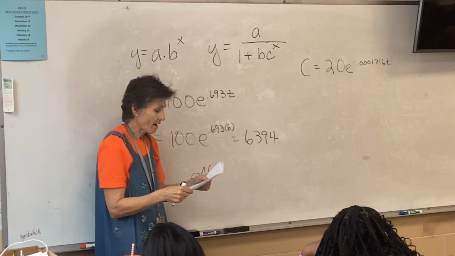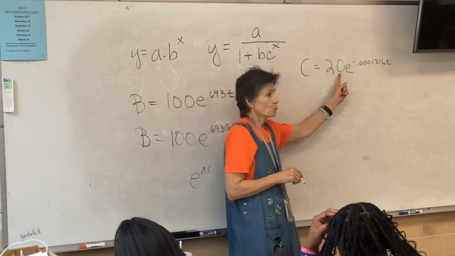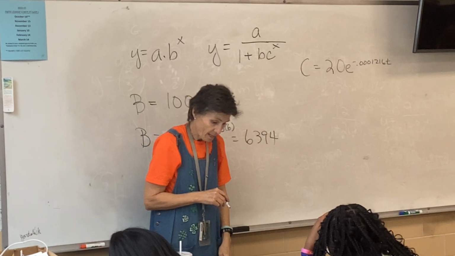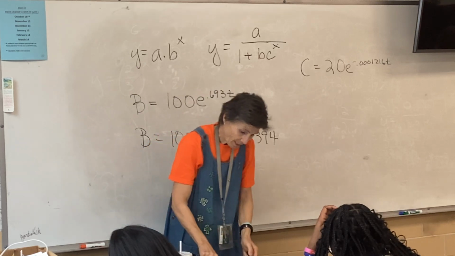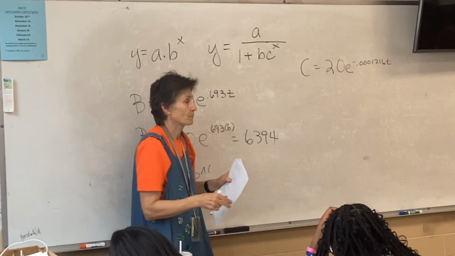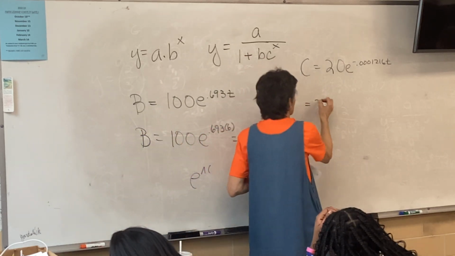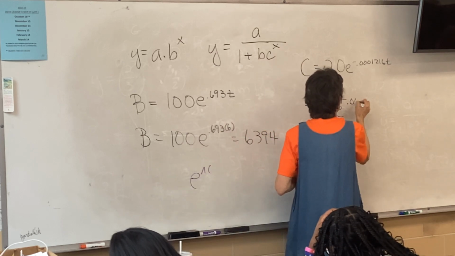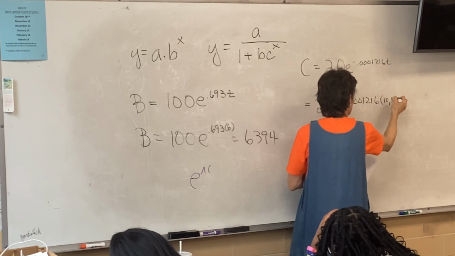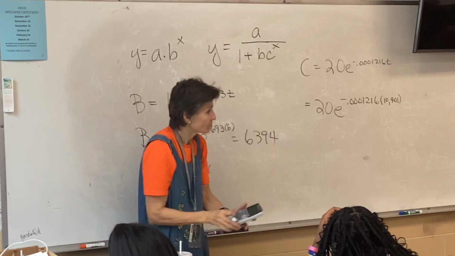How much did we have at the beginning of the problem? What was our initial amount? 20 grams, that's what we started with. How much is left after 10,400 years? So won't we just plug that in? Yep. So 20e to the negative 0.0001216 times 10,400. Don't worry about the negative exponent, it's fine, just type it in.